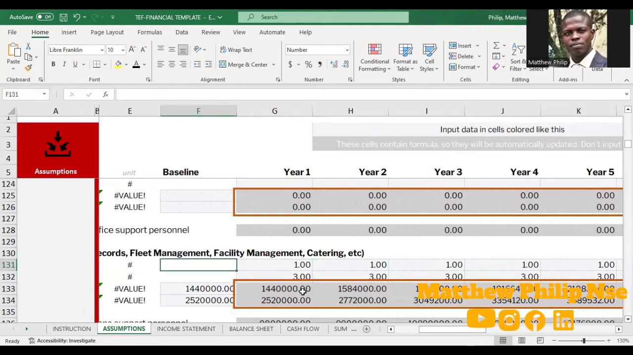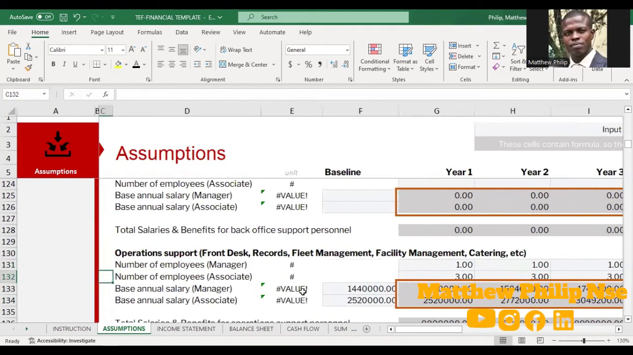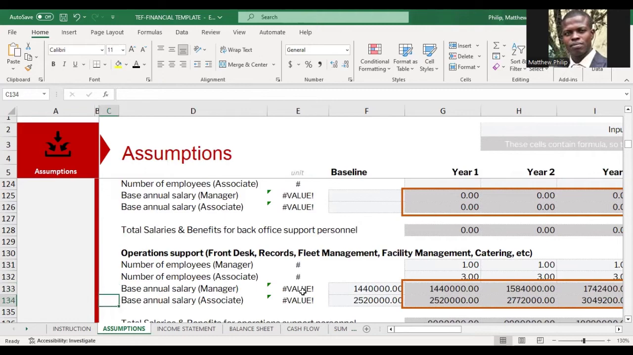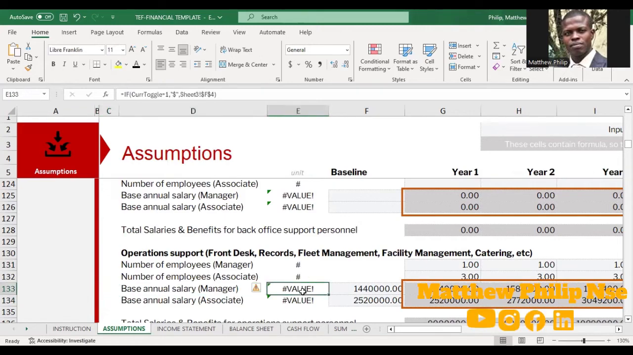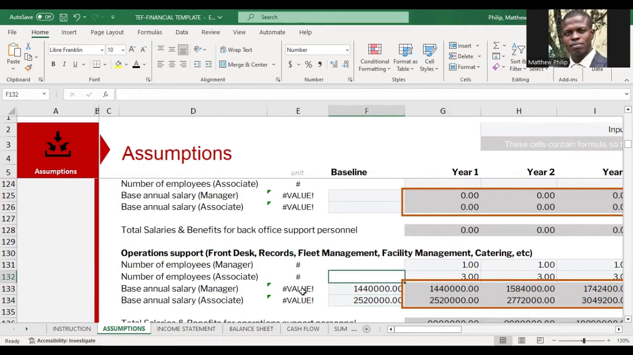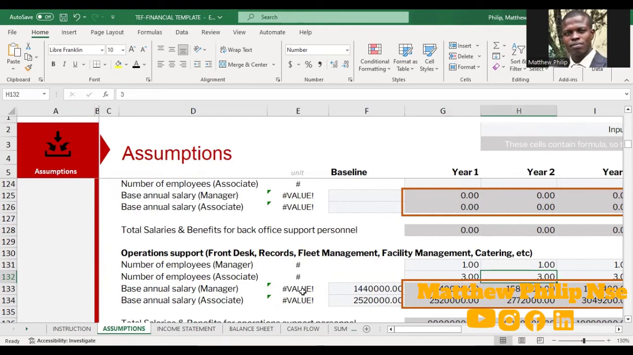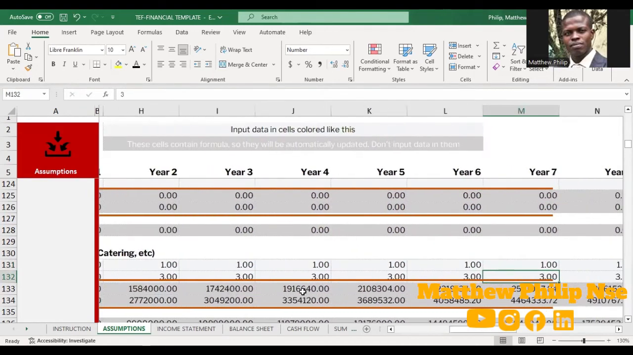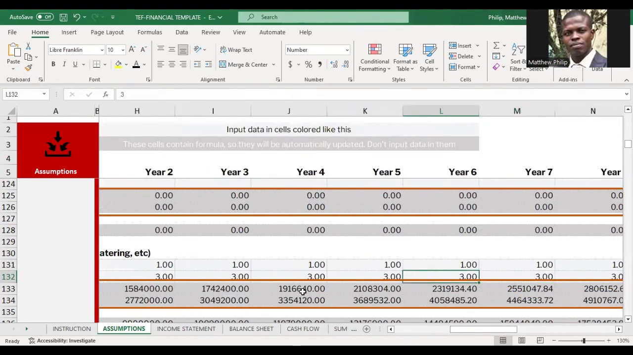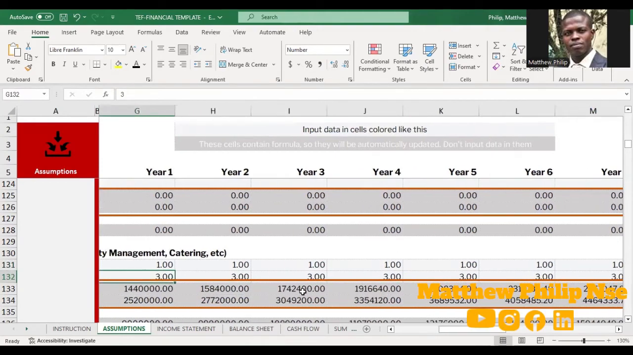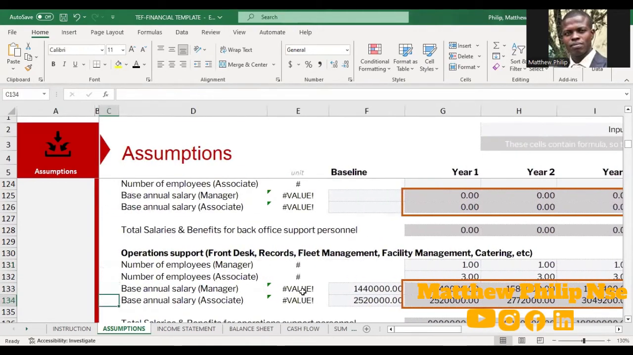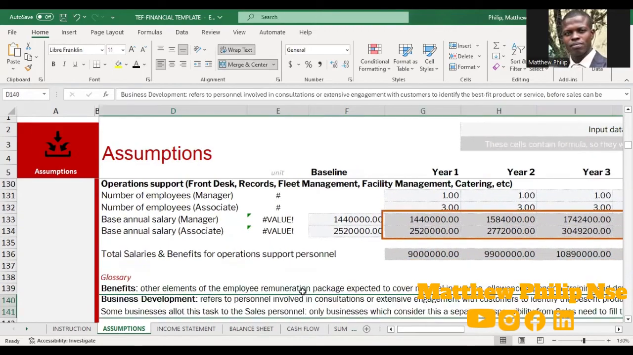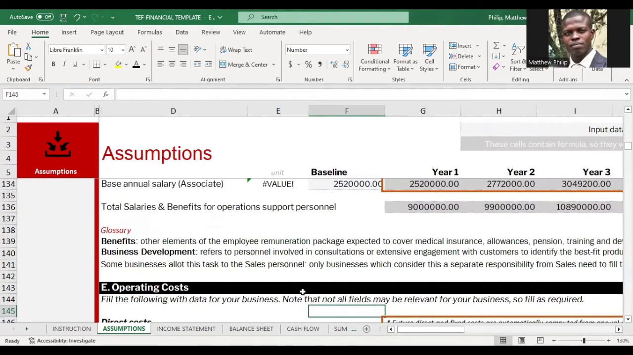The salary for the operation manager is 1.440. You can see it here. There are going to be 3 associates on operation, 3 staff. This number of staff can increase or reduce at any year, so you have to reflect that if it is applicable to you, and this is the salary that will be paid to all the 3 staff per annum. With this we are done with the staffing cost.